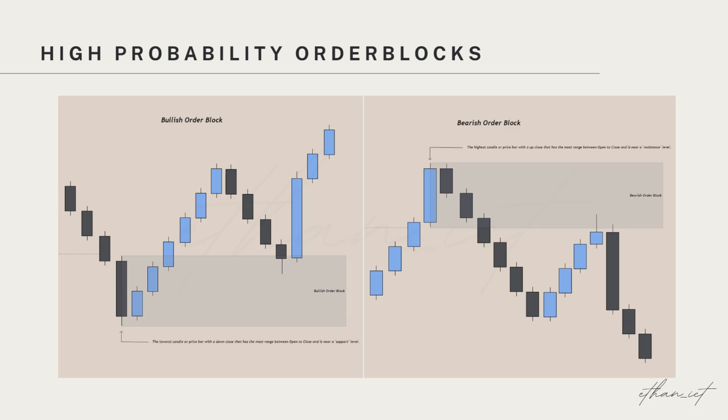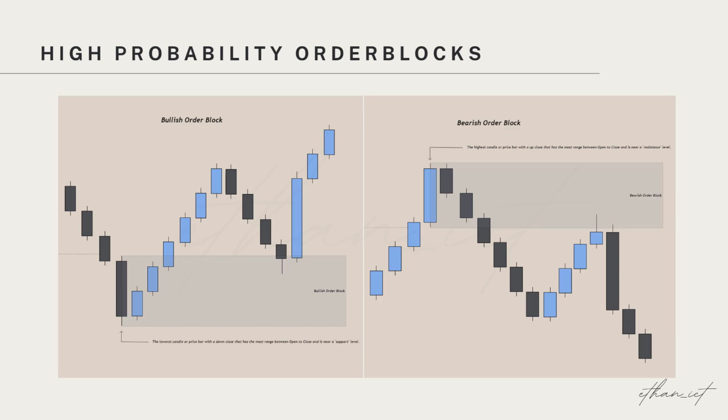The second definition of an order block from ICT is that a bullish order block is the lowest down close candle prior to displacement higher, and a bearish order block is the highest up close candle prior to a displacement lower.